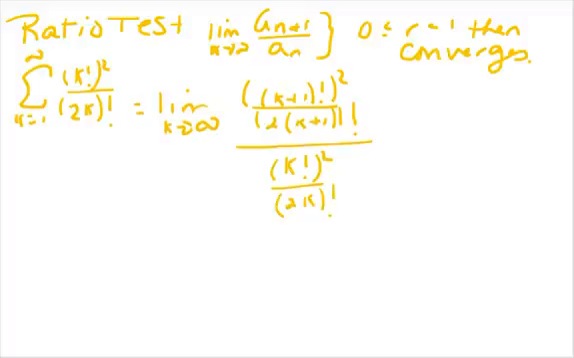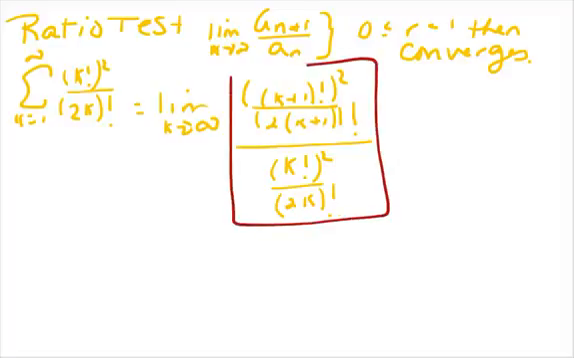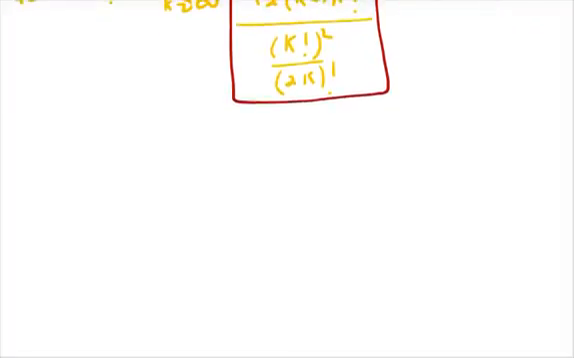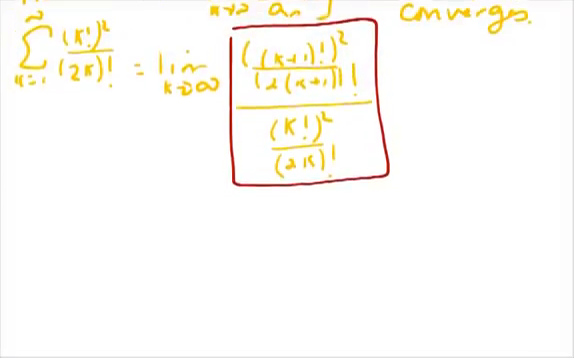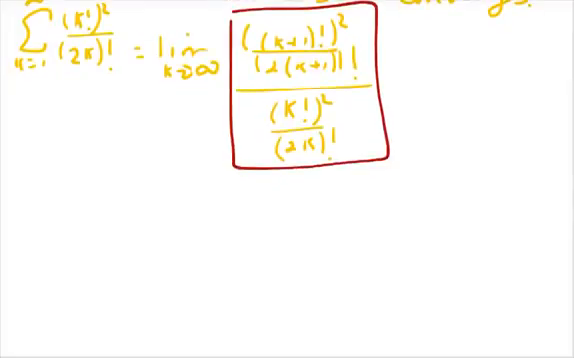over (2k) factorial. So here we have to play a little bit of an algebra game. And obviously that's going to be the hardest part, I think, for most of you with these series: working on that ratio algebraically and trying to get it into a simplified form that you can actually take the limit of. So let me scroll down a little bit.